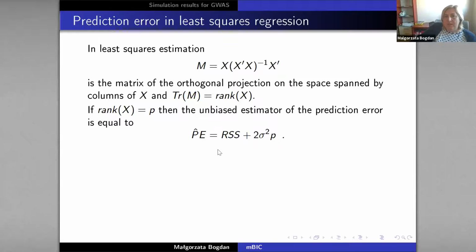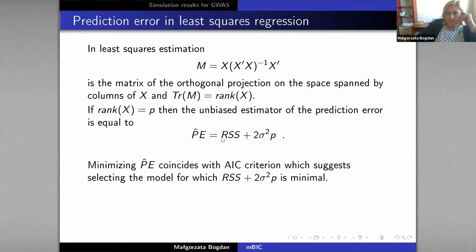So you can forget about the expected value and simply estimate your prediction error by adding 2 times sigma square p to your residual sum of squares. This is an unbiased estimator of your prediction error, and this is what you might want to use to select your model. You might want to use this criterion, minimizing prediction error, to pick the model so as to have the best optimal prediction.